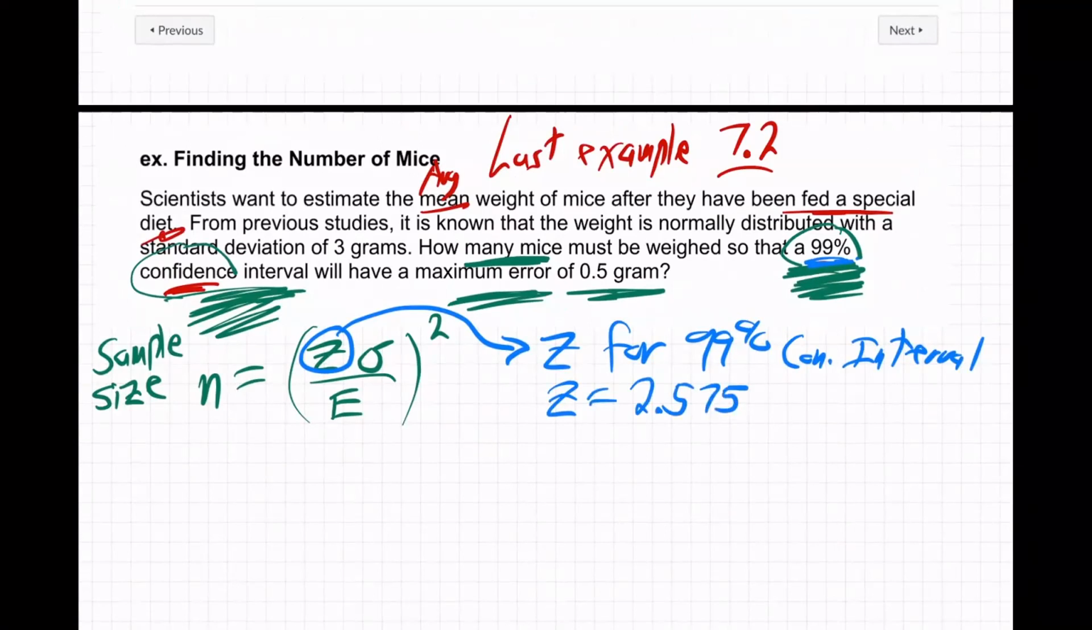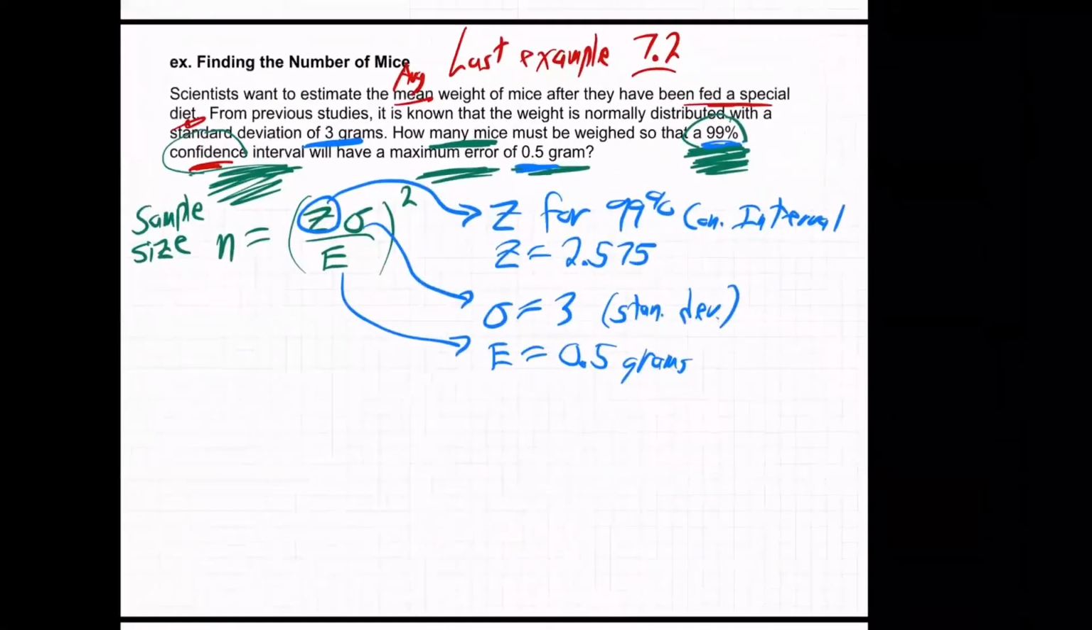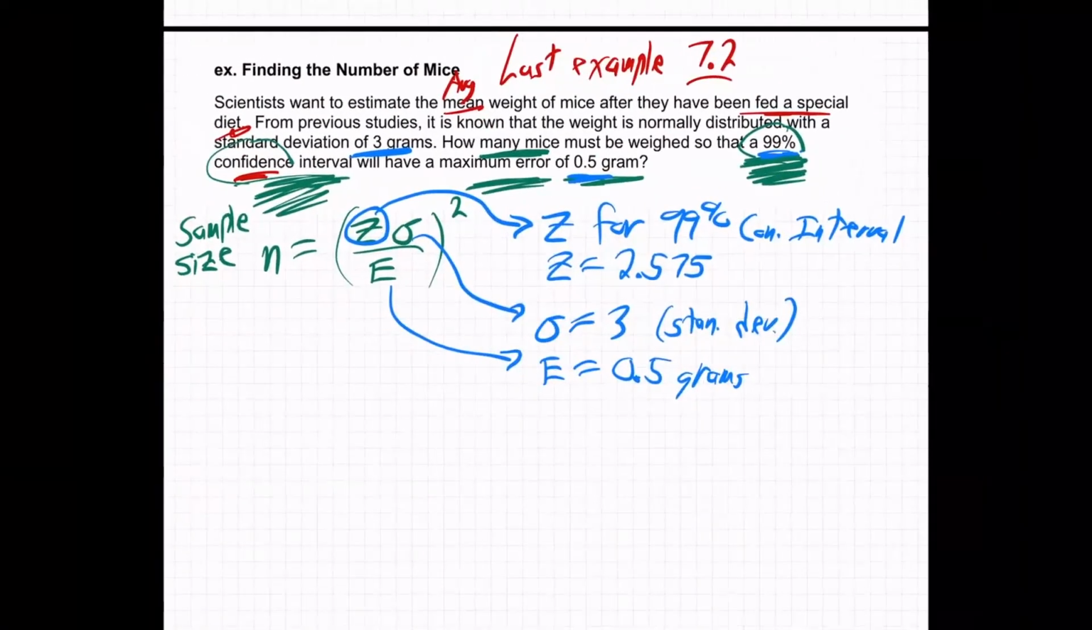Okay, and now what's the sigma? That little squiggle, that's a Greek S called sigma. And that is the standard deviation. You know that, right? 3. Standard deviation. And the E is the error. And it says the error is 0.5 grams. In other words, they want to be sure of the average weight of the mice after the diet within 0.5 grams of error, right? That's the error margin they're willing to have. They want that. All right, here we go.